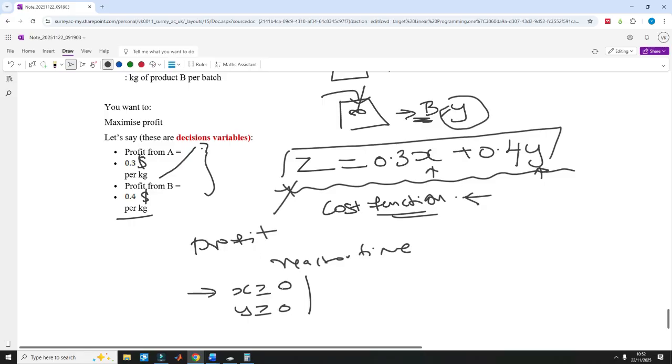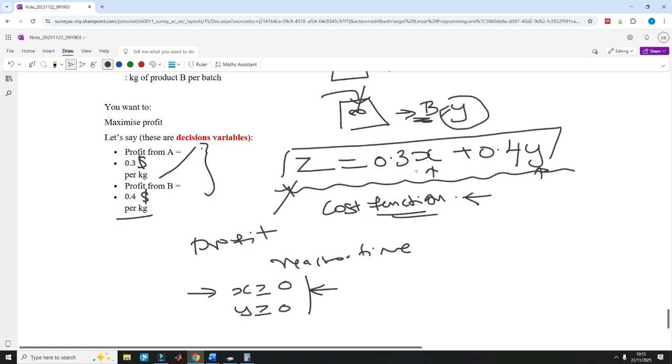So, x greater than 0 or y greater than 0. X equal to 0, y equal to 0 typically represents the plant shutdown condition. Probably we may shut down the plant for cleaning or for maintenance. At that time, x may be equal to 0, y may be equal to 0, and your profit may be equal to 0.